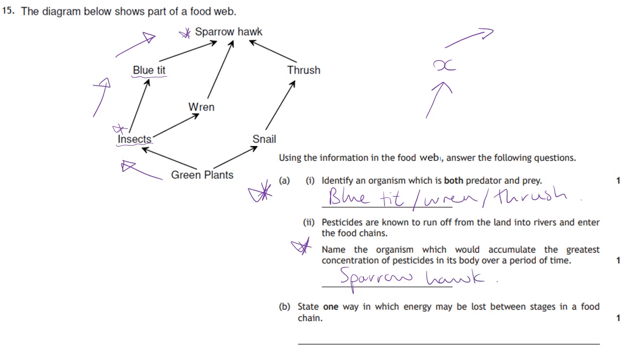Because at every single step it's getting passed on. State one way in which energy can be lost between stages in a food chain. So I'm losing energy, movement. If I use it for movement, it's gone, it's out of the food chain. Whoever eats me can't get that, right?